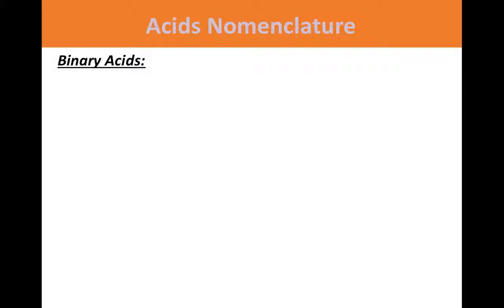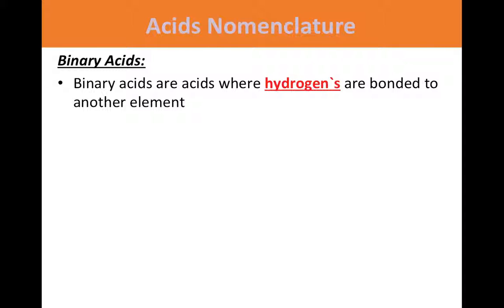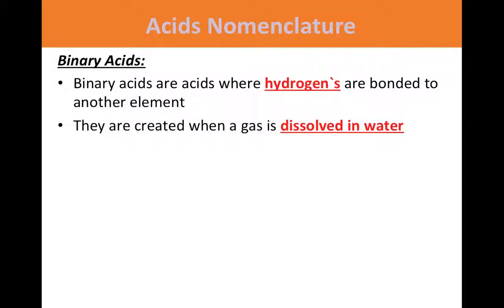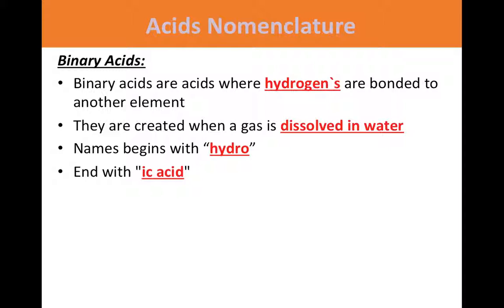One is called a binary acid. The reason why it's called a binary acid is because there is a hydrogen bonded to another element, so two elements essentially bonded together. Normally they are created when a gas is dissolved in water, and therefore the name will always begin with hydro and end with ic acid.